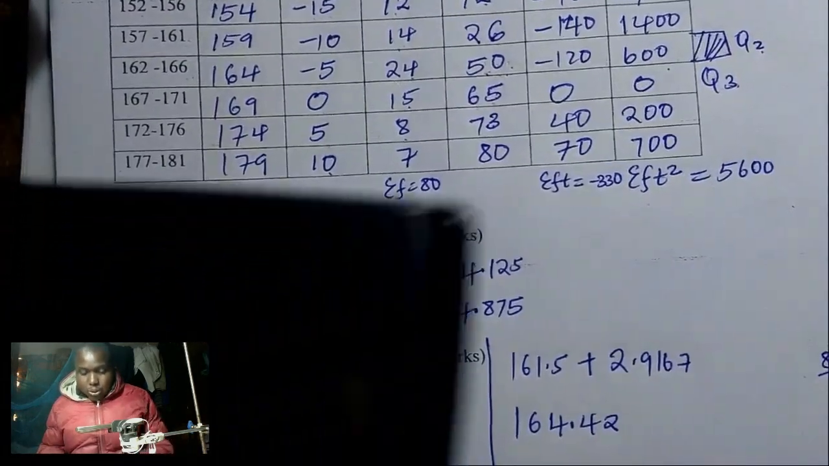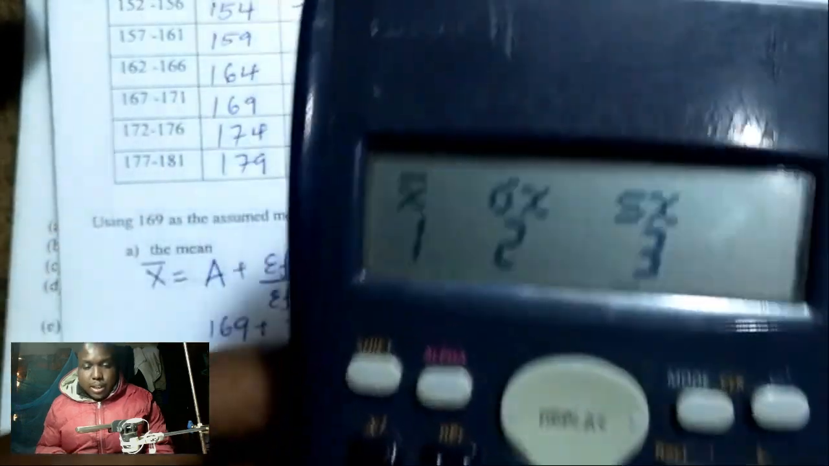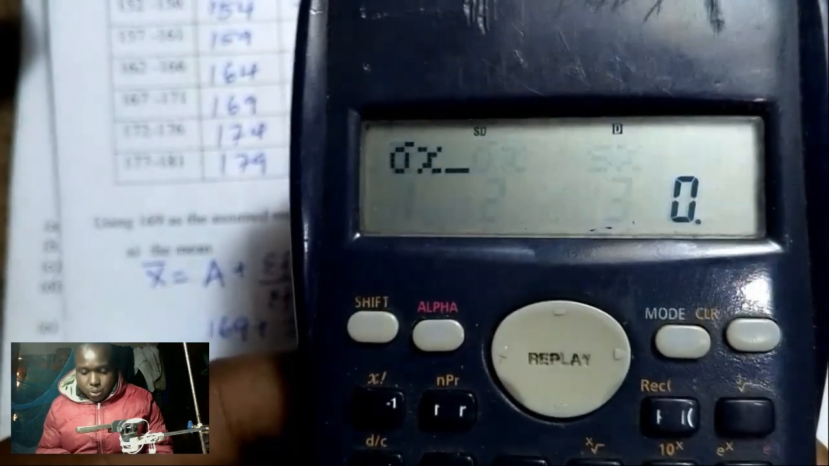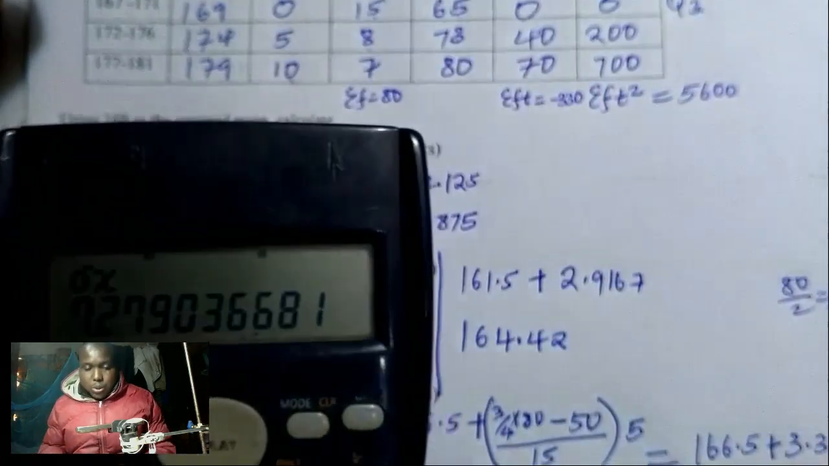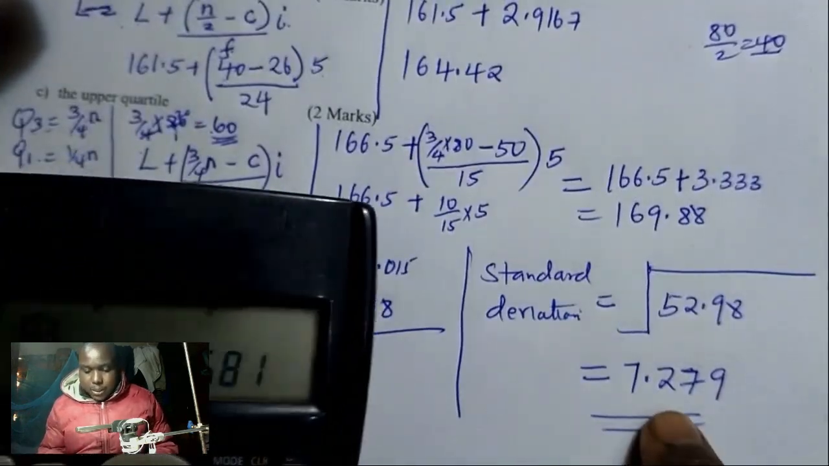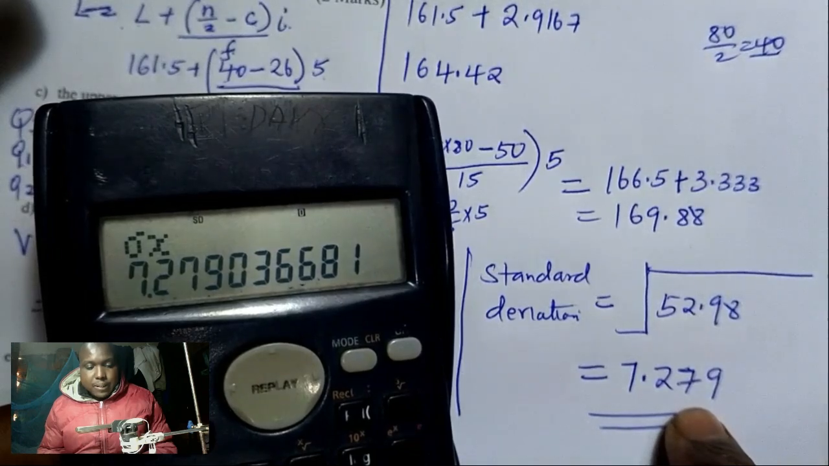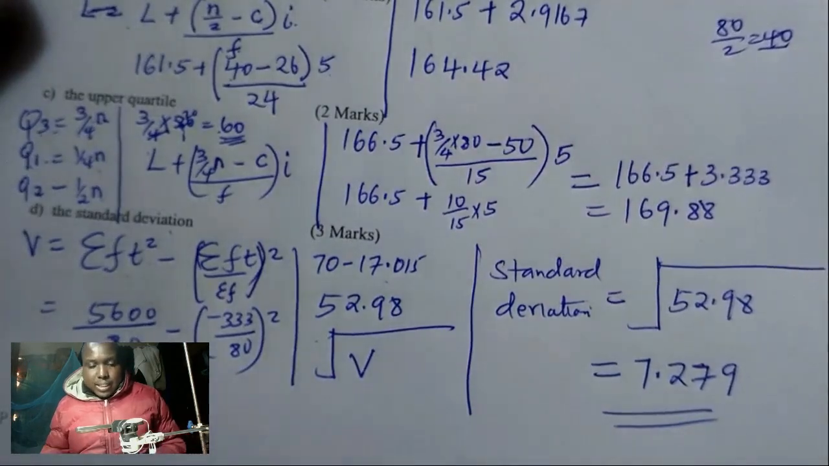Next, we want to check for the standard deviation. Press 1, press shift, and then 2. This, the second one, is the standard deviation we want. You press 2 equal sign, and it gives you 7.27, and that is what we have here, 7 point this. So you compare, it is the same, 7 point that. Thank you. That's how you use a calculator to confirm your workings.